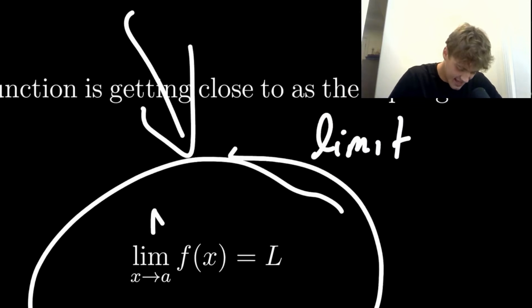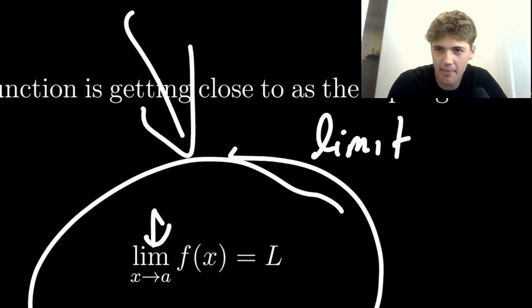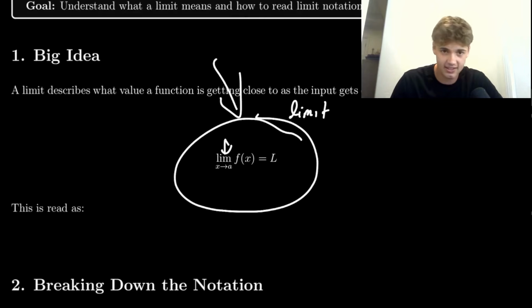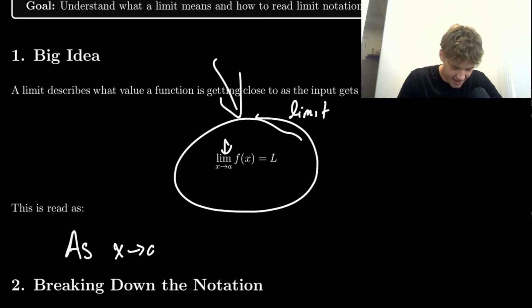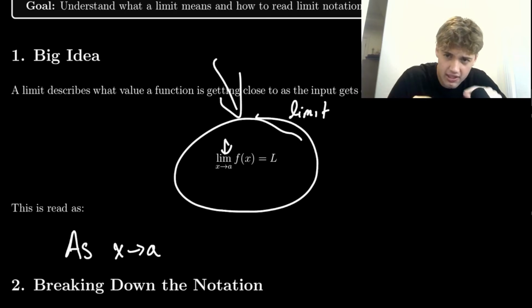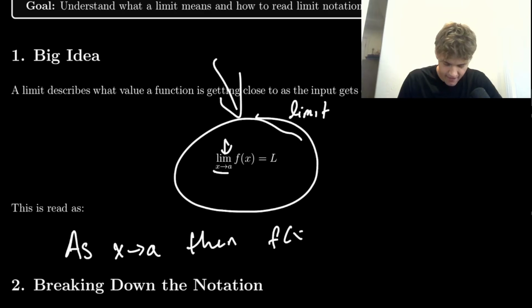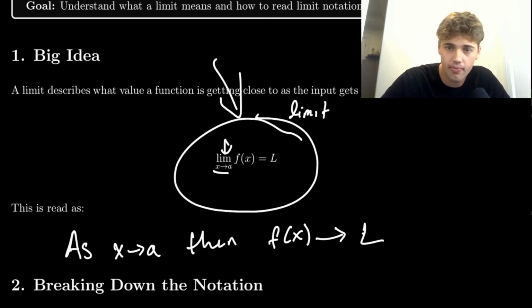And this, lim x arrow a f of x equals L, what the heck are we saying by that? That's the question, all right? All I'm saying is this. As x gets really close to a, approaches a, and that's what we mean by that arrow, then f of x gets really close to L. And that's all the limit is saying.